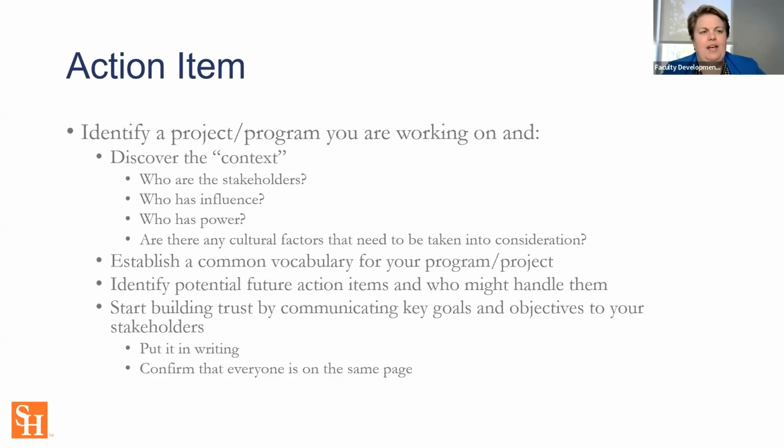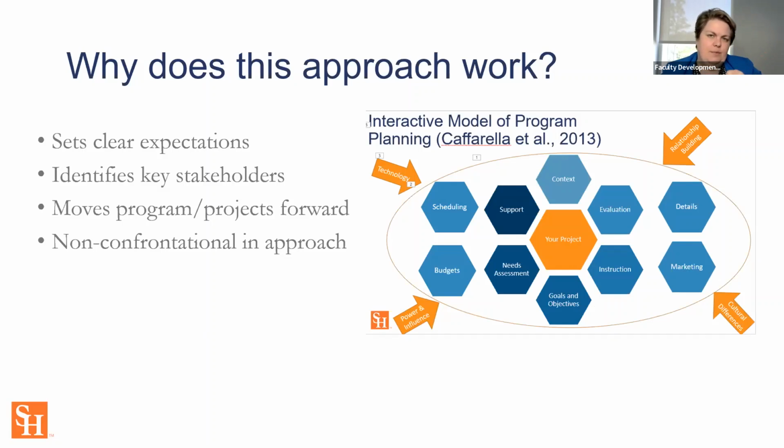So I want to recap a little bit. So we talked about this approach to getting things done, this project model, working with people and understanding that people are pretty nuanced. And this is really why it works. So it sets clear expectations. It helps you identify who your stakeholders are, moves your program and projects forward, and honestly, it's pretty non-confrontational in approach. That's one of the big things I feel like people are always looking for when they're trying to get their work done or trying to work with new people where conflict may arise, is they're always looking for ways to avoid conflict if they can, where it's appropriate.